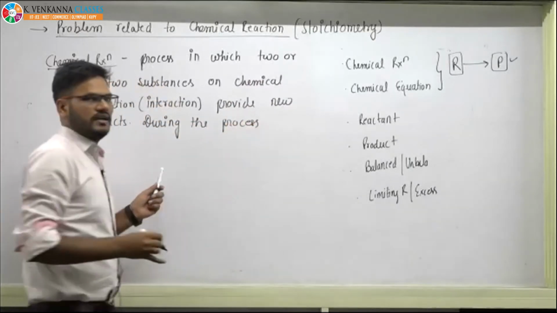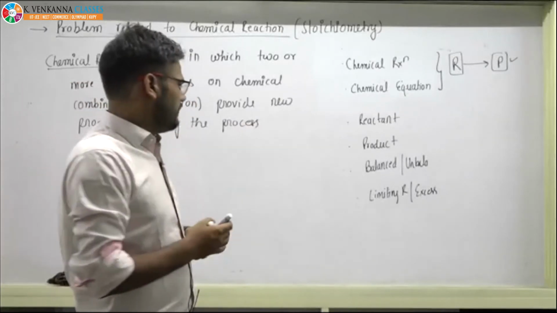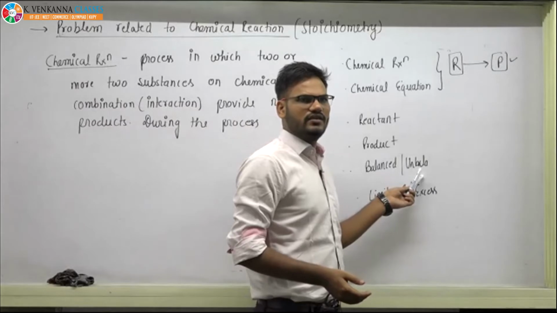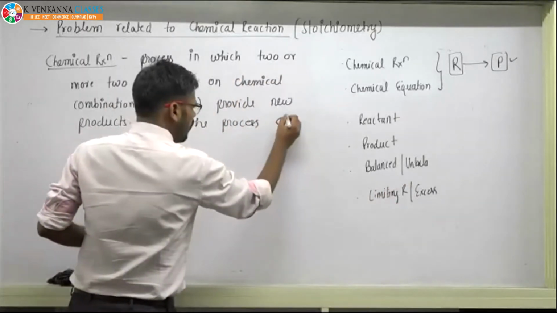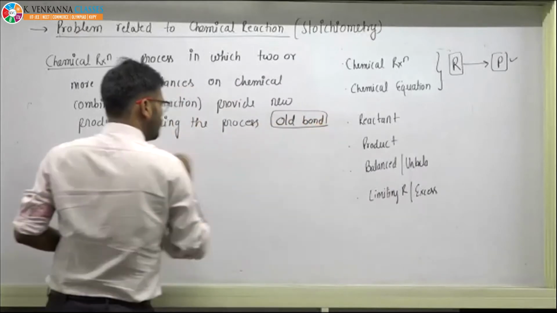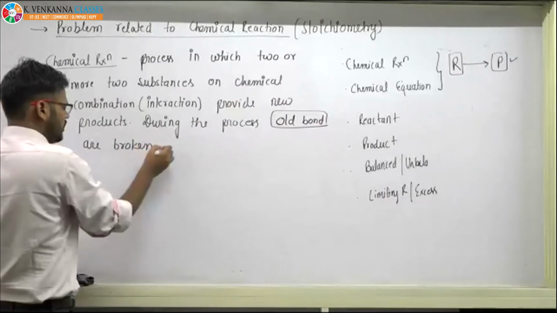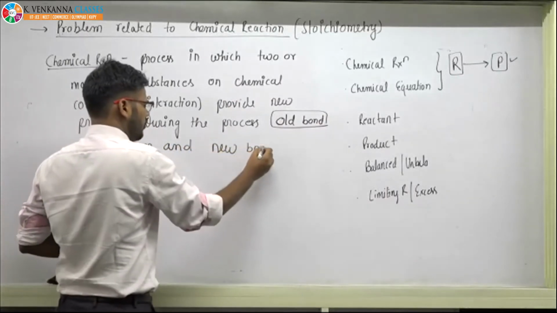You need to write this, beta. Balanced and unbalanced, beta. I will be writing each and everything. So during the process, old bonds are broken and new bonds will be formed.